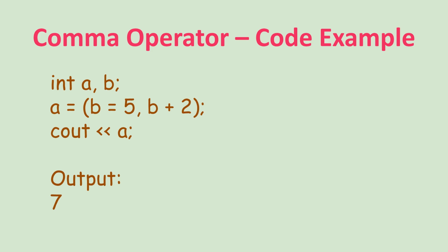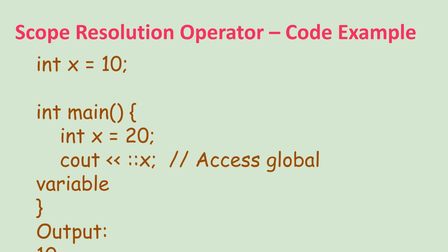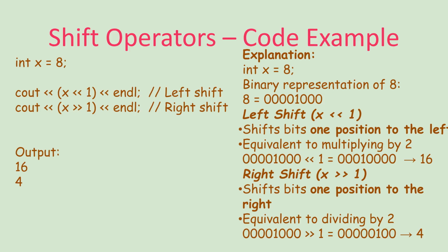The comma operator evaluates a sequence of expressions and returns the result of the last expression. The scope resolution operator allows access to a global variable when a local variable with the same name is in scope. Shift operators are a type of bitwise operator. Left shift is equivalent to multiplying by 2, and right shift is equivalent to dividing by 2.